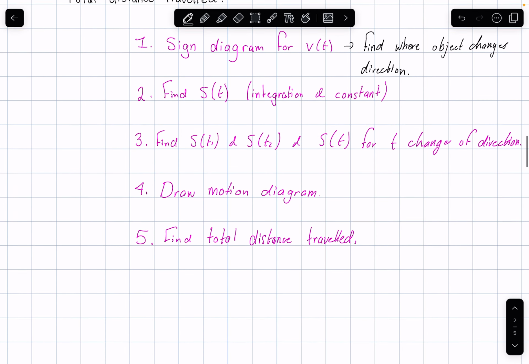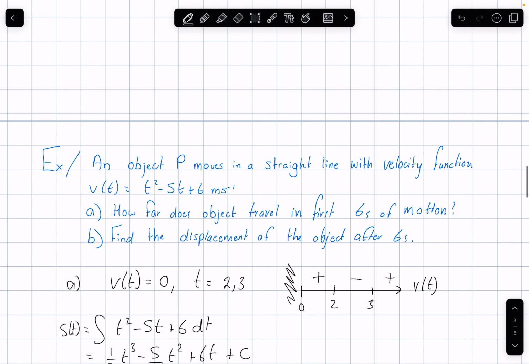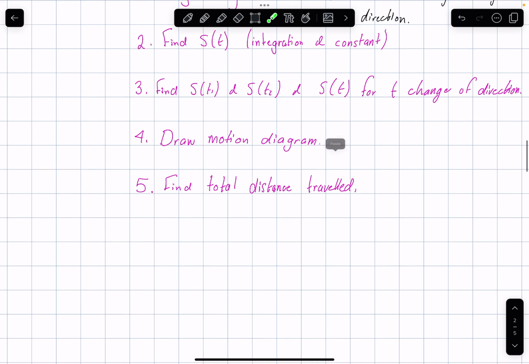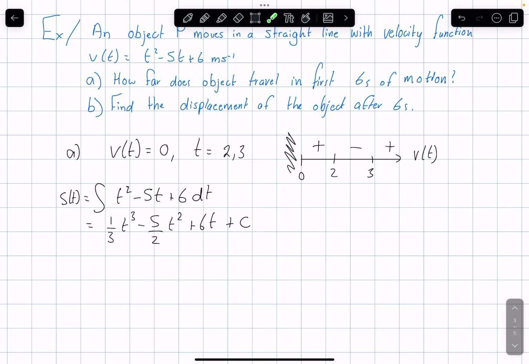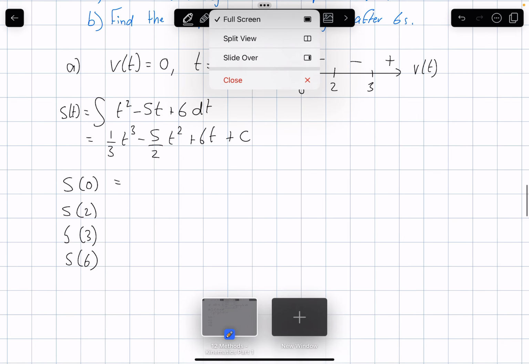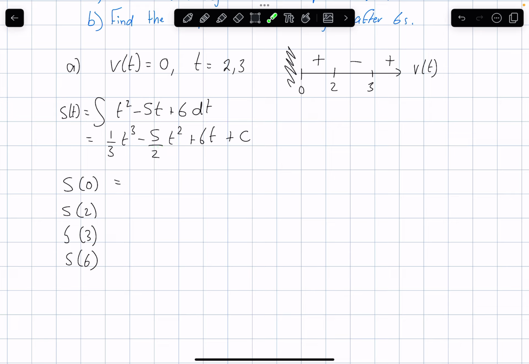Now, step 3, find s of t1 and t2, which is going to be 0 to 6, and then s of t for change of direction, so s of 2 and s of 3. So I'm going to find s of 0, s of 2, s of 3, and s of 6. So s of 0, if I'm looking at my initial displacement, that's 0, that's 0, that's 0, so I'm just left with c.